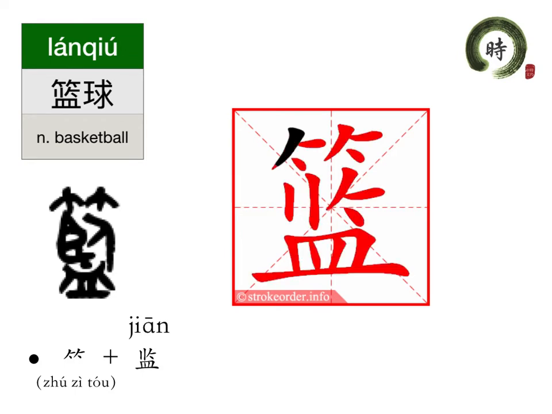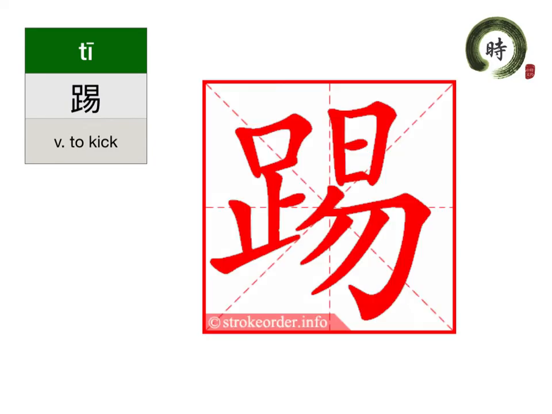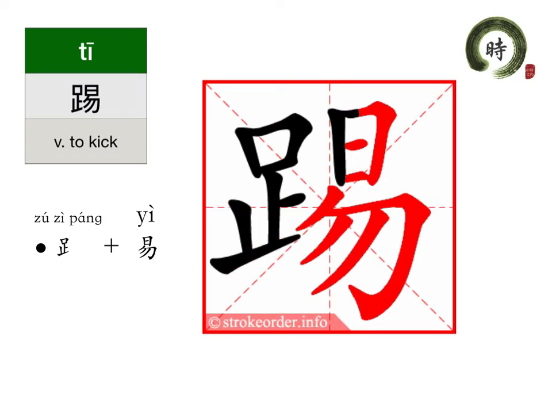Very good. So for different ball games, we have different actions. For football, we say 踢足球. Now let's take a look of 踢 here. It is a verb. It means kick. 踢 is composed by two parts. So the left side is its meaning part. It is 足 radical. We call it 足字旁.